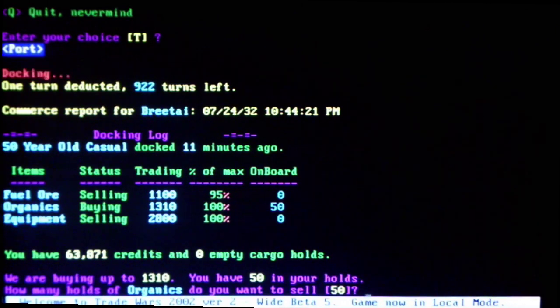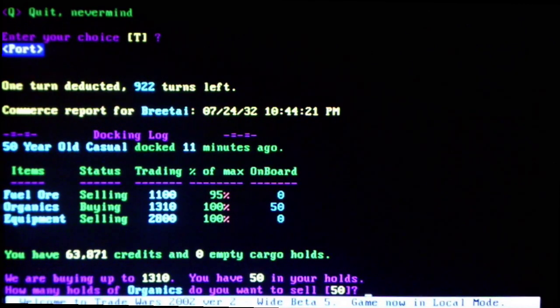Oh, look at that. You got some notes there about other people. So it says, 50-year-old casual docked here 11 minutes ago. So I was in this sector. That's when I was trading. So my bulletin board only had one line coming in. I had one phone line in my house. But I worked at another bulletin board where they had 20 phone lines coming in.